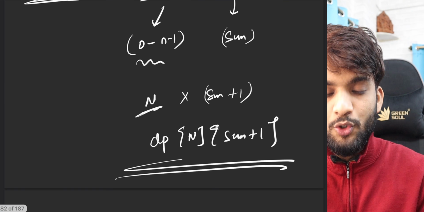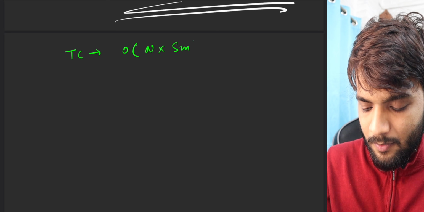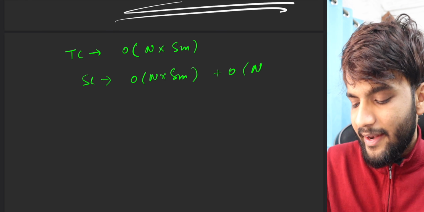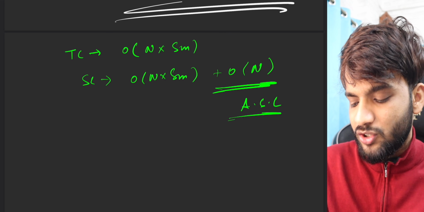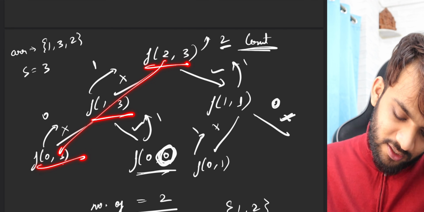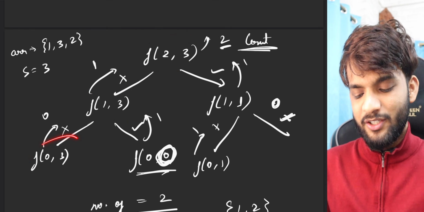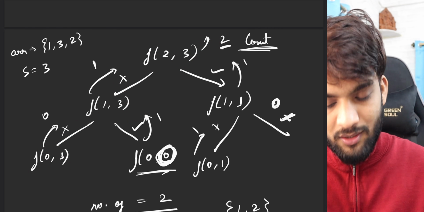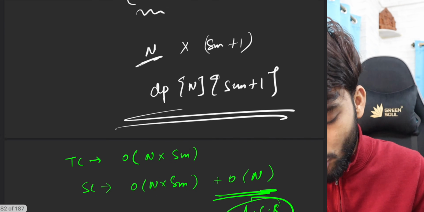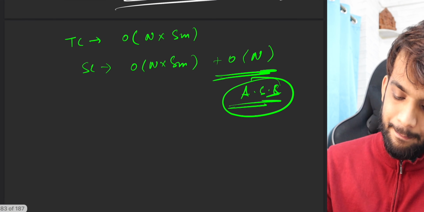So once you've written the memoization solution, can I say now the time complexity is big O of n into sum, and the space complexity is big O of n into sum for the matrix plus a big O of n for an auxiliary stack space. Why an auxiliary stack space? Because of this 1 2 3, there is 3. This function call will wait, and then this will be executed. So there is an auxiliary stack space. I've already taught this in lecture 1 of the recursion playlist. What is auxiliary stack space? So done. Next step.